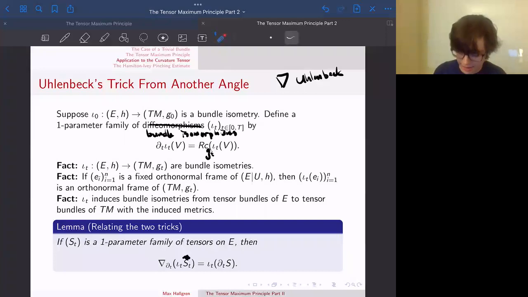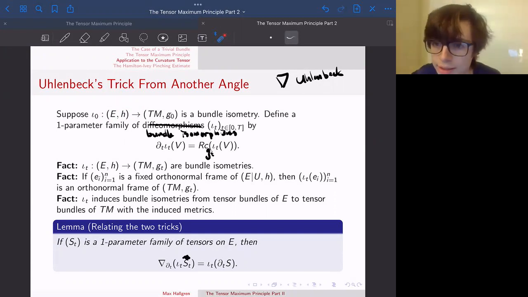And notice that now, since we're going to be considering a fixed vector bundle, and we have a fixed metric on this vector bundle, now we're going to be in the setting where we can apply the tensor maximum principle as it was stated in the previous slides. Okay. Are there any questions about this?